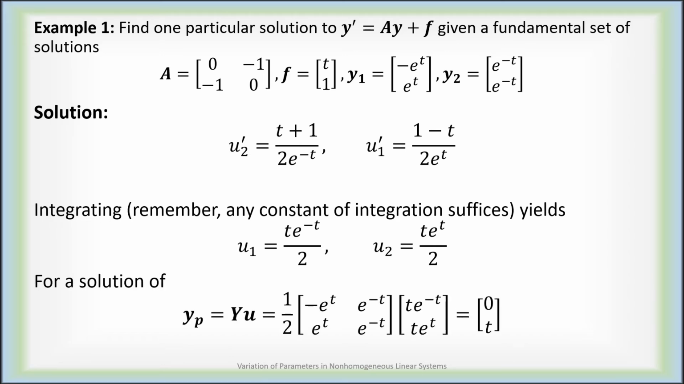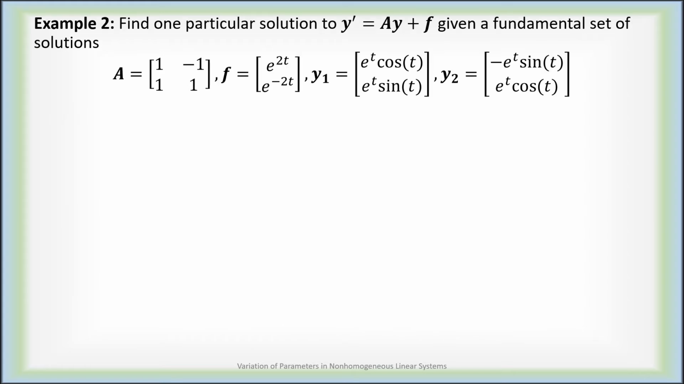Therefore, our solution is given by y sub p equals yu. Here was y, our fundamental matrix. Here is u. We factor out the 1/2 and just have t e to the minus t, t e to the t, t e to the minus t, t e to the t with the 1/2 factored out. Once you perform all of the relevant matrix multiplication, it's just the column 0, t. So there is one particular solution to our non-homogeneous linear system.